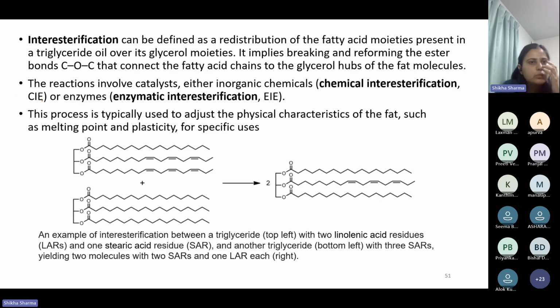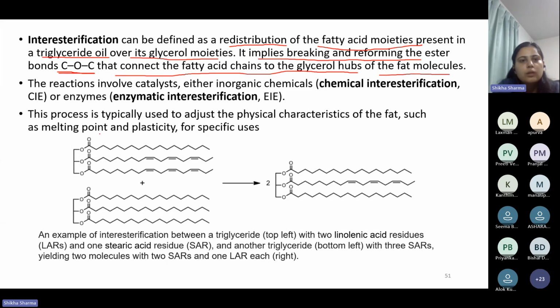So first, let's discuss interesterification, what it is. Interesterification is the redistribution of fatty acid moieties present in a triglyceride oil over its glycerol moieties. It implies that there is a breaking and reforming of the ester bonds that connect the fatty acid chains to the glycerol hubs of the fat molecules.